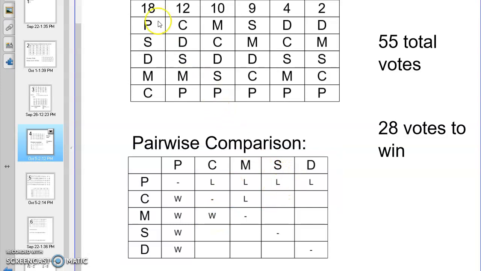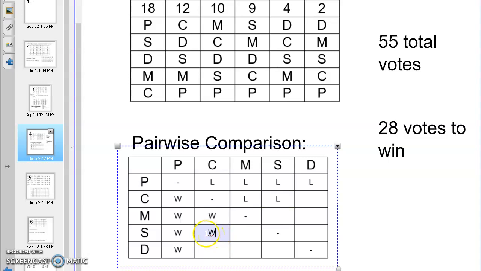Now C versus S. C wins the second column, C wins the third column, and C wins the fifth column. 12, 10, and 4 is 26. That unfortunately is not 28, so C loses to S. S wins against C. C versus D. C wins the second column, C wins the third column, but that's it. It only gets 22 votes. So therefore, it loses to D, and therefore, D is a winner.